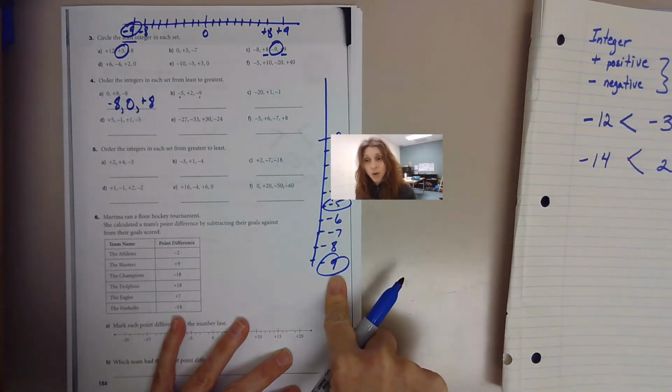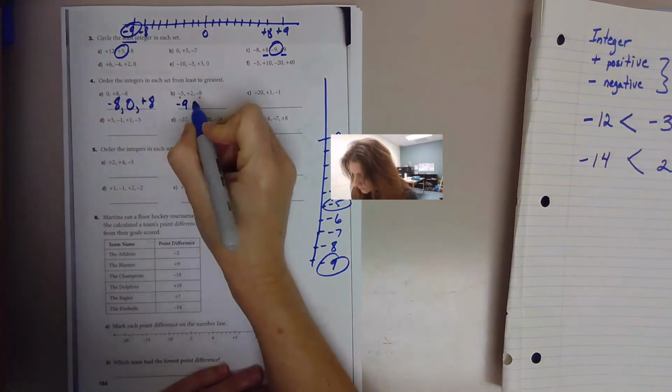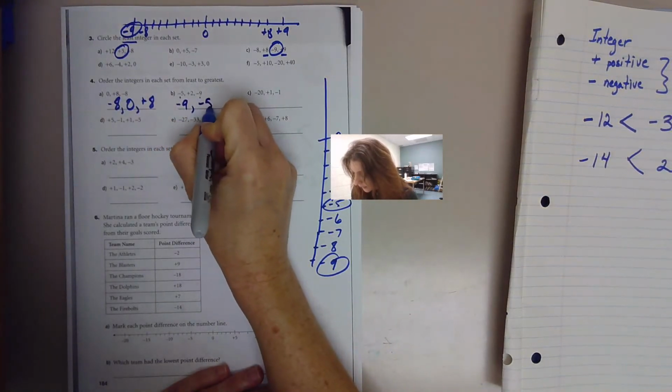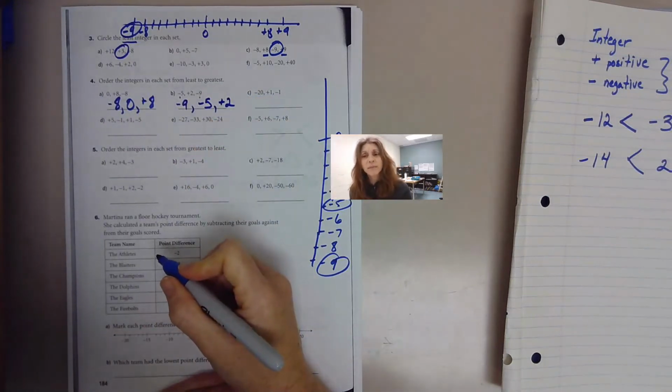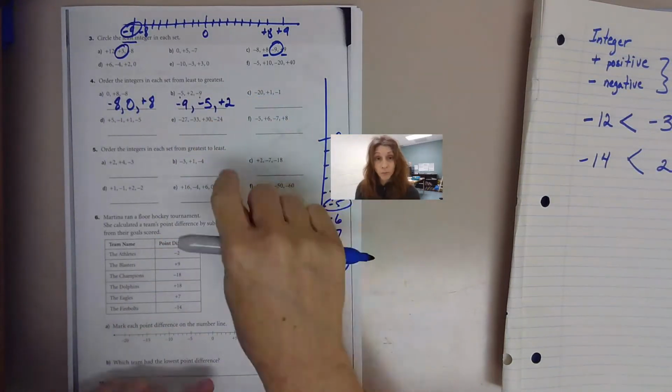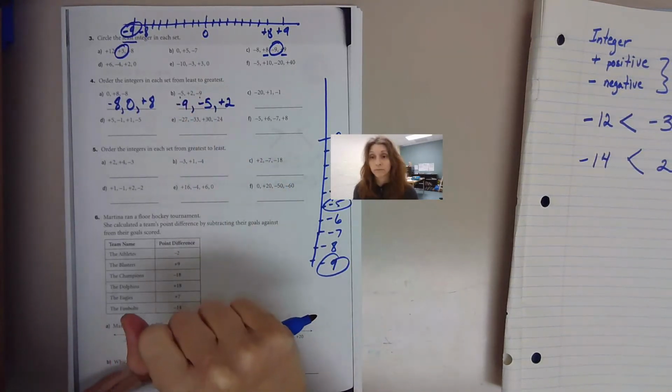-9 is smaller than -5. Okay? -9, -5, +2. Another way you can think about it is if you think temperature, what's colder? -9 or -5? -9 is colder.